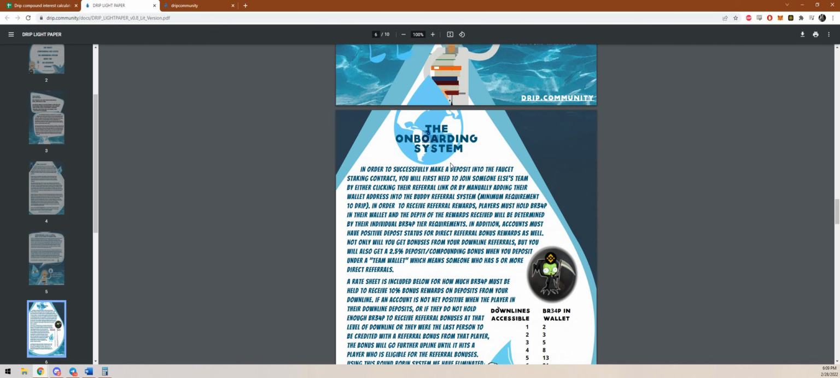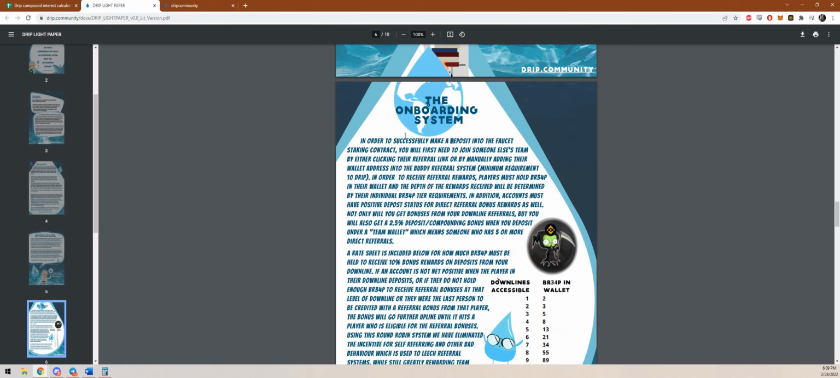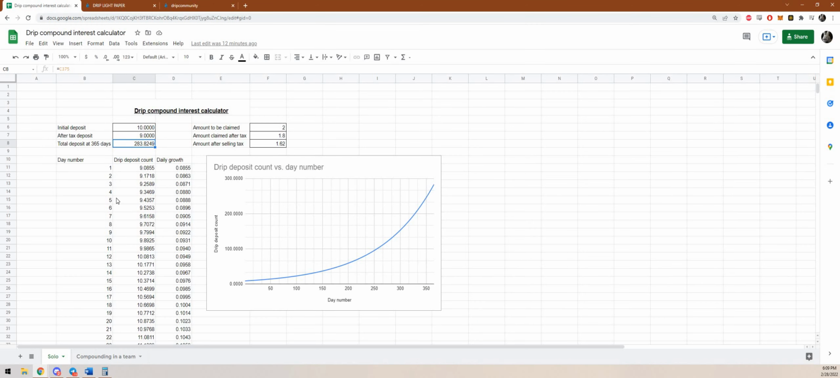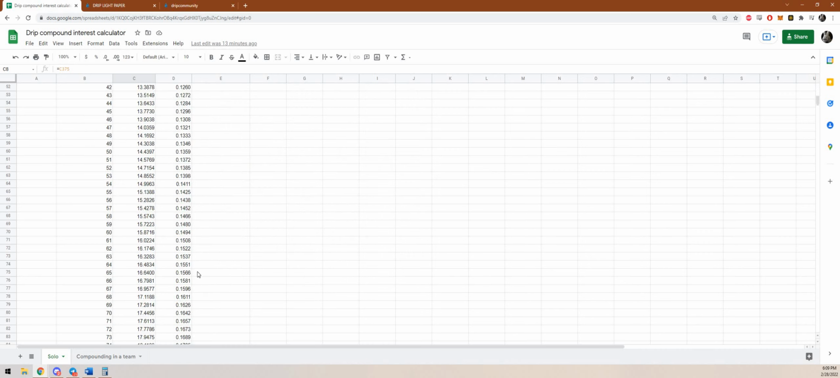And here we have the onboarding system. Well, I'm not going to get into this today, so hopefully I've given you guys enough information and you can see the value of adding some drip to this and getting this after a year. That's huge, and drip will not stay at this price, it will go up. So at this point you're getting how much drip a day? Let's scroll this down.